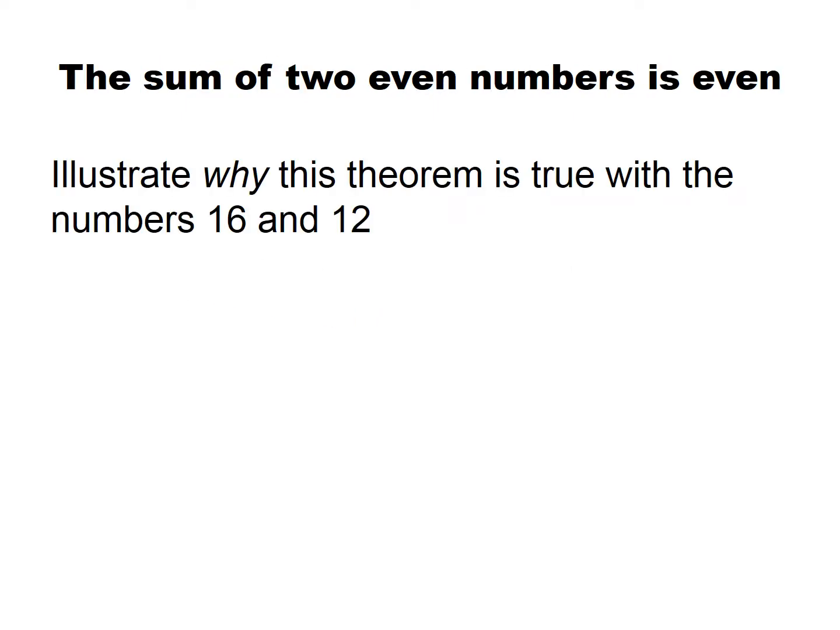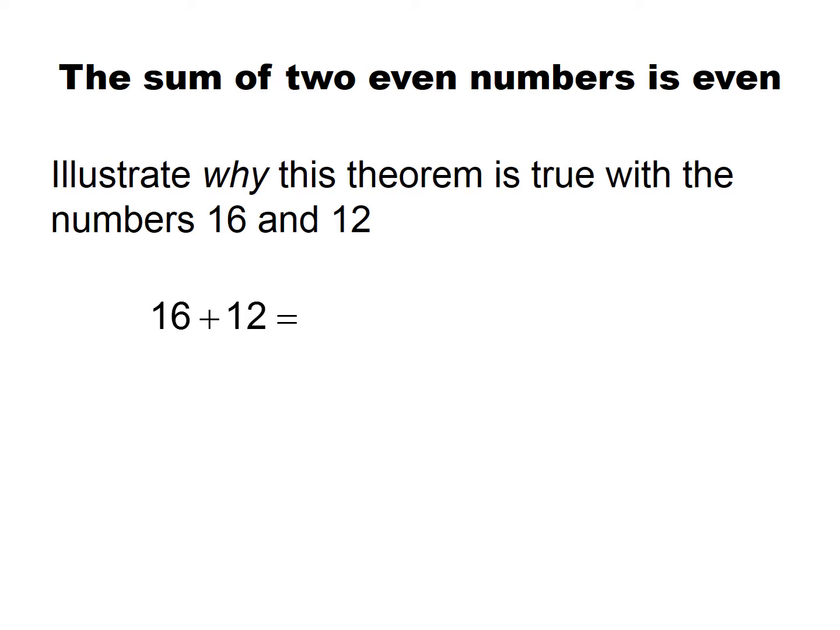So let's get back to our example. Here's our theorem: the sum of two even numbers is even, and we want to illustrate why this theorem is true with the numbers 16 and 12. So we're going to start off by writing down 16 plus 12. Now we're not going to just do the arithmetic and add those two numbers to get 28 and say 28 is even and we're done. Again, we're not going to do the arithmetic. We're going to use definitions and properties.